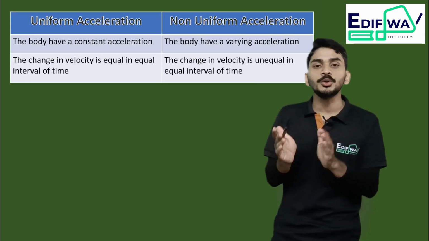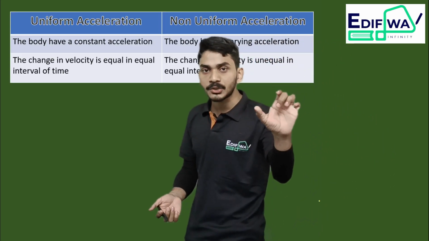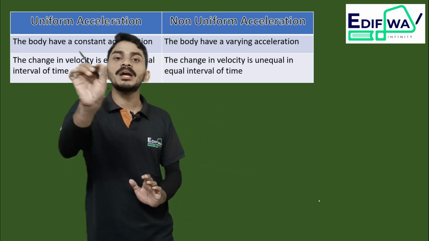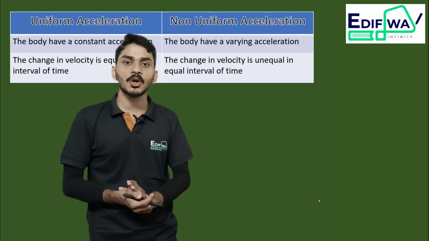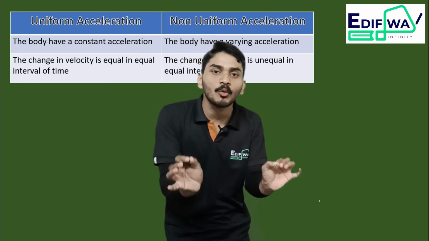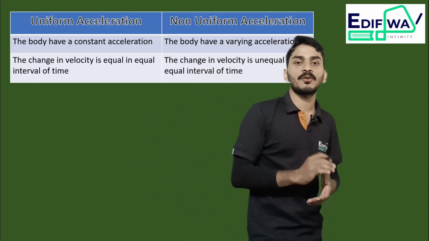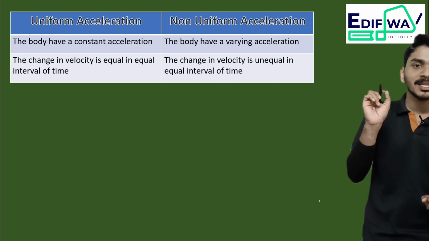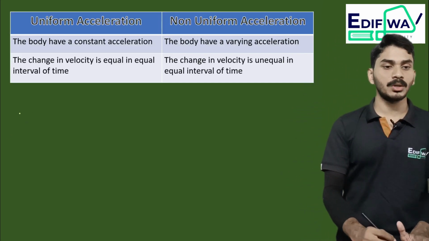And the other important point: when we refer to uniform acceleration, the change in the velocity, that is v minus u, right? That is the change in velocity. That change in velocity will be equal in equal intervals of time. What does it mean? In order to understand that point, you have to consider an example. I'll give you an example.